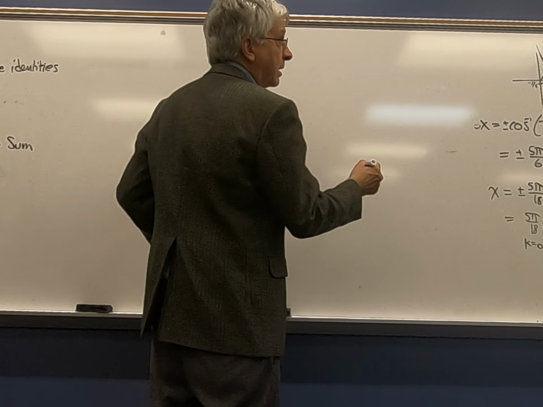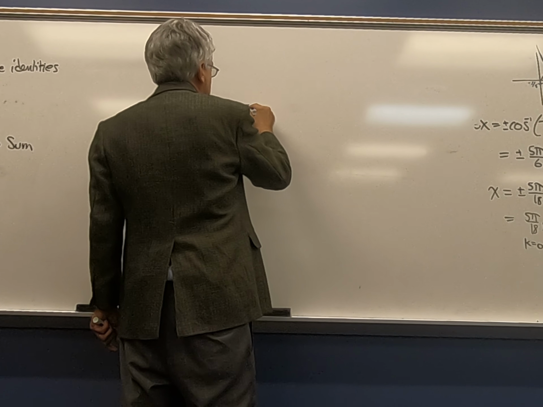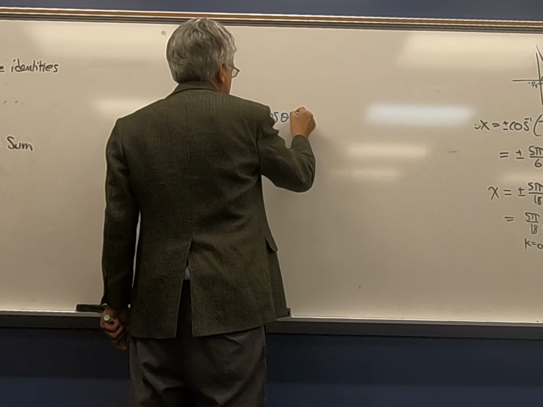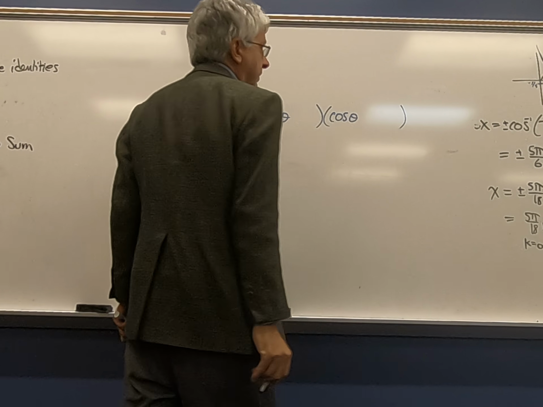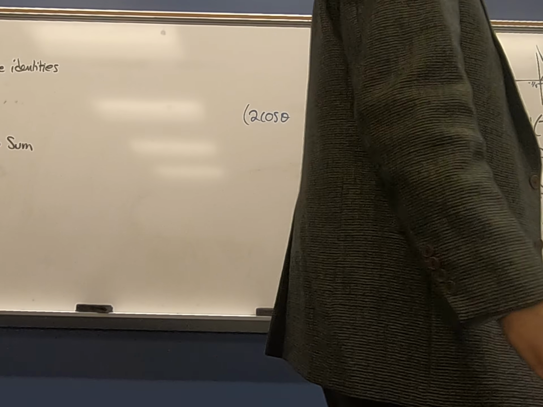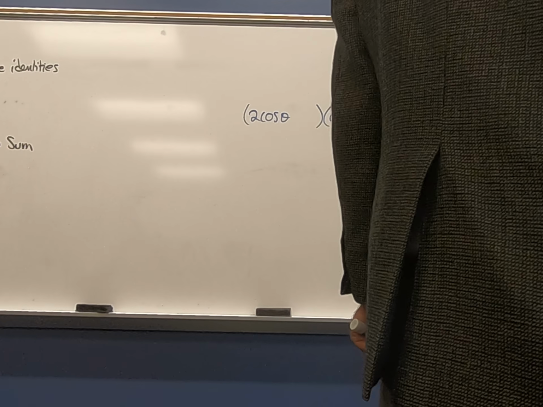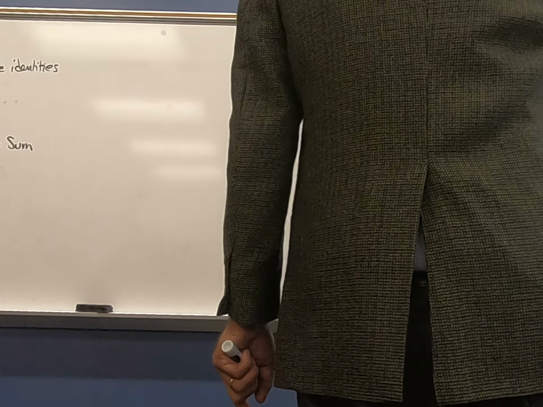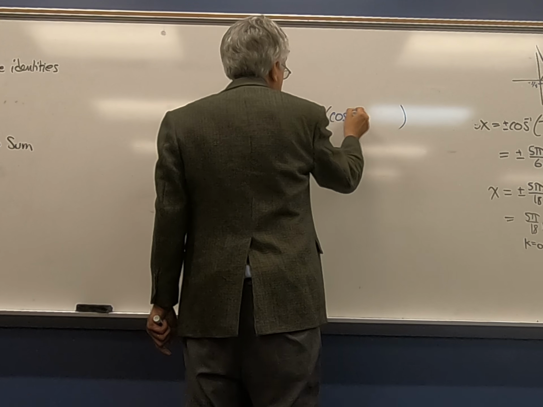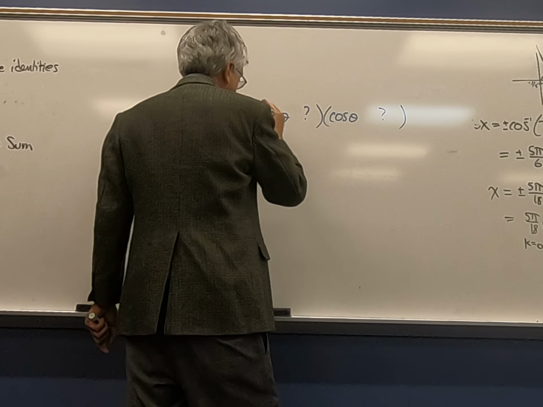Is that right? So 2 cosine theta and cosine theta have to be the first terms. And we want to get a 2 in the middle. Is that going to work? Oh yeah, it's not going to work. So we can't get these, so we have to do completing the square, right?